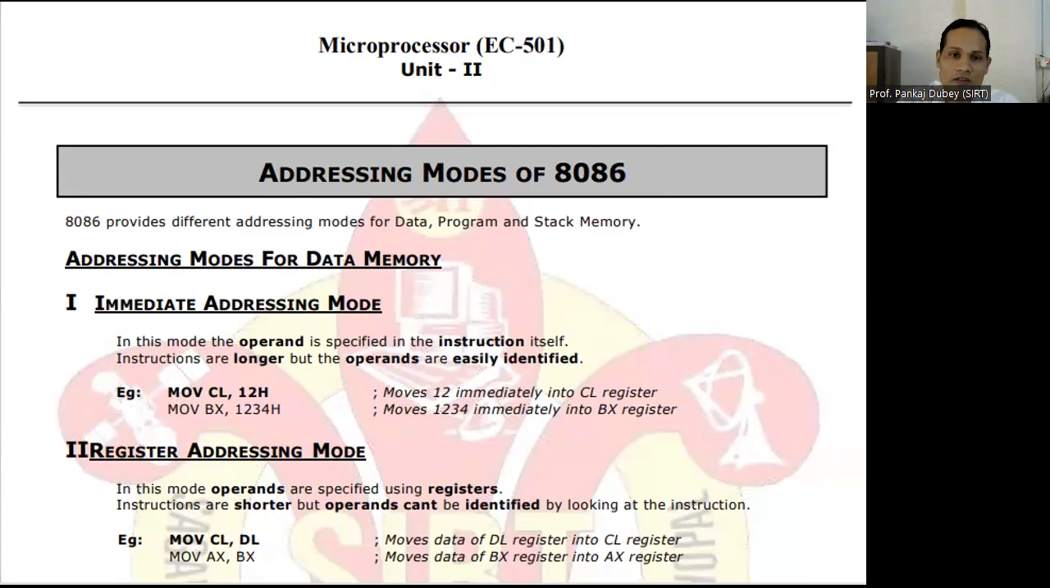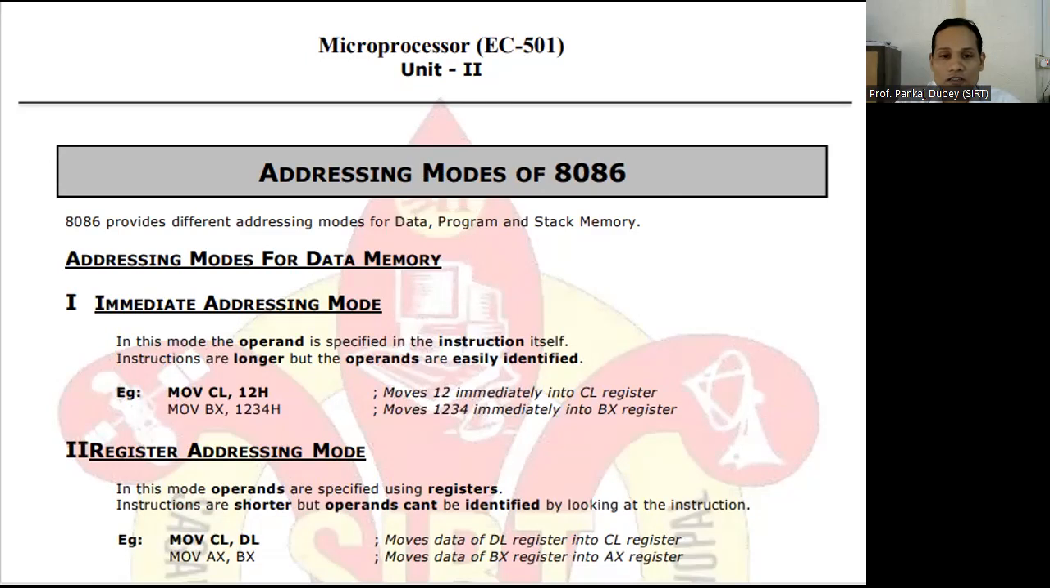Today, I will teach the addressing modes for the 8086 microprocessor. Addressing modes for data memory. Now I will explain the first addressing mode, the immediate addressing mode. In this mode, the operand is specified in the instruction itself.